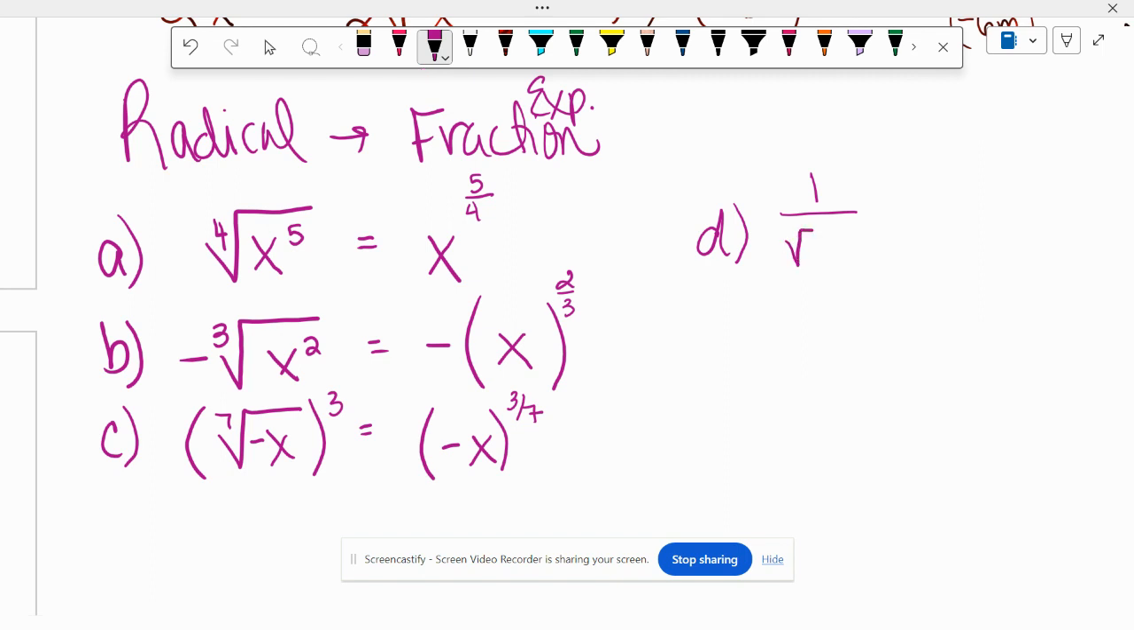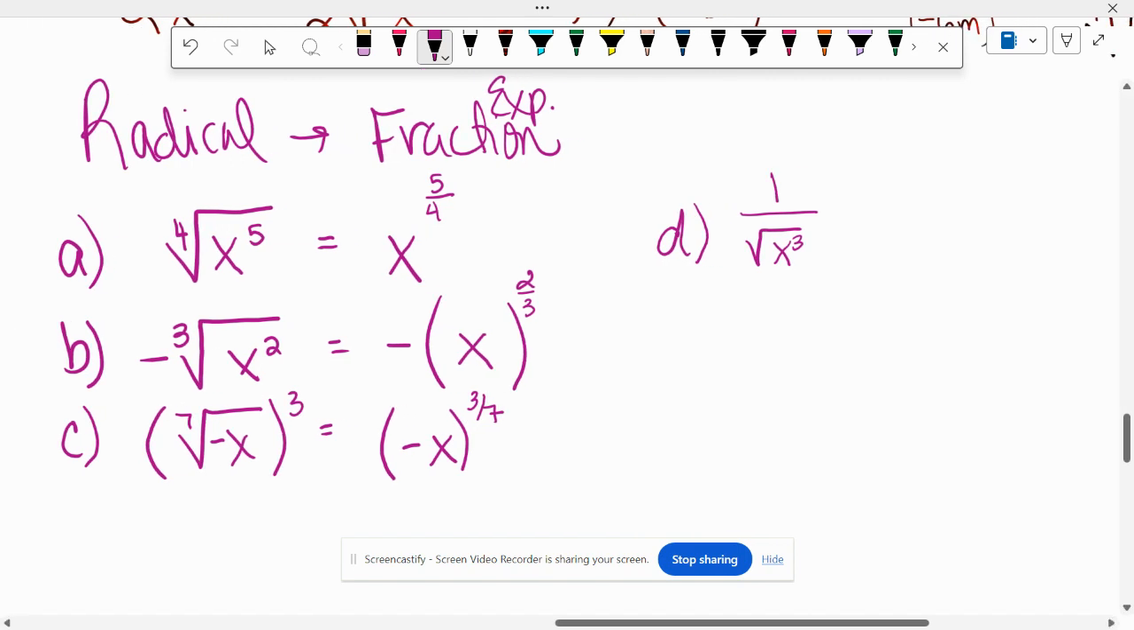Okay. Thank you. So 1 over x to the square root of x cubed. Because the radical's in the denominator, I know that my exponent's going to be negative. Good job. So x to the some negative power. Well, what's the exponent that x is being raised to? So that's my numerator. And what's the index of the radical? 2. This is the square root. We just don't put a 2 there.